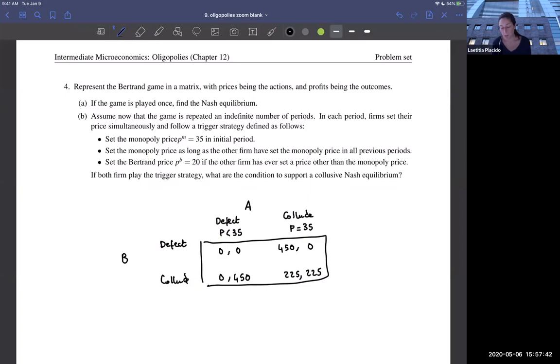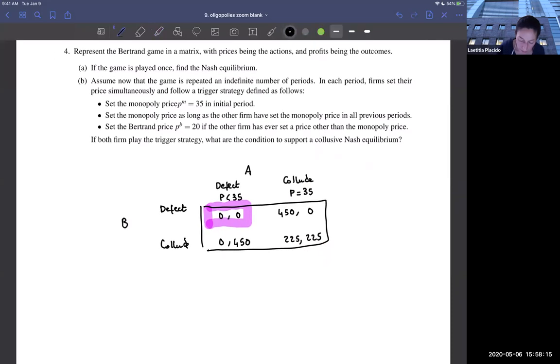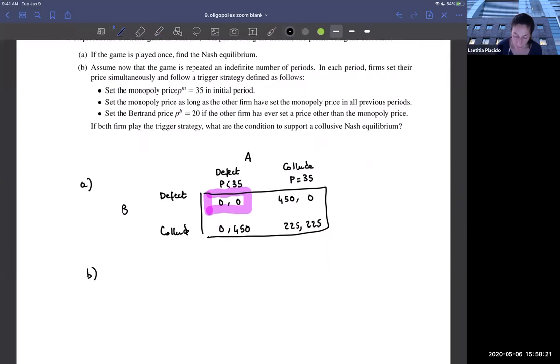So if the game is played once, what is the Nash equilibrium? Here you can easily see that the best outcome for both firms would be to collude. They would each get 225. But the Nash equilibrium is the one in which both firms undercut the price set by the other firm. So the Nash equilibrium here is that both firms defect. So that's question A. Now let's move to question B.